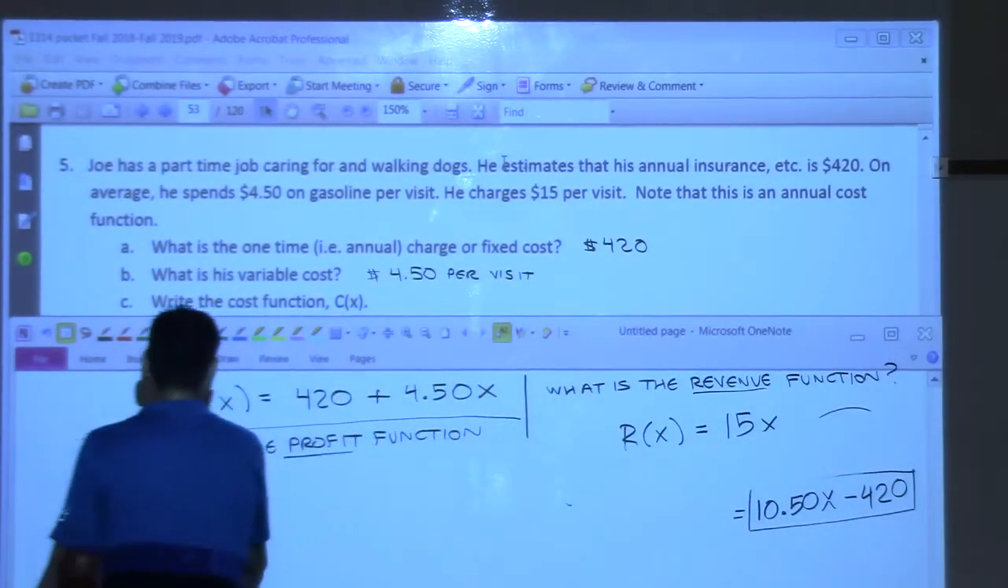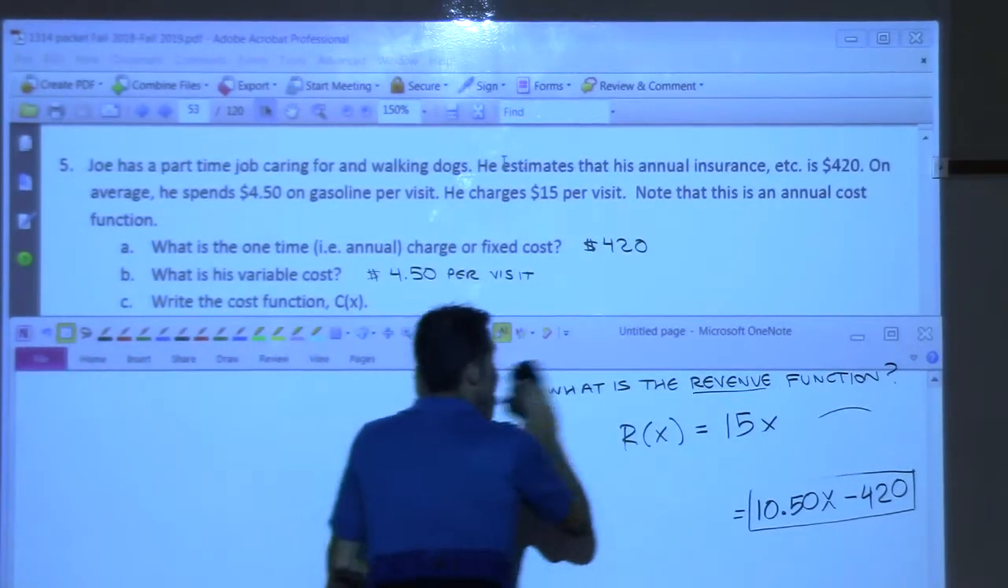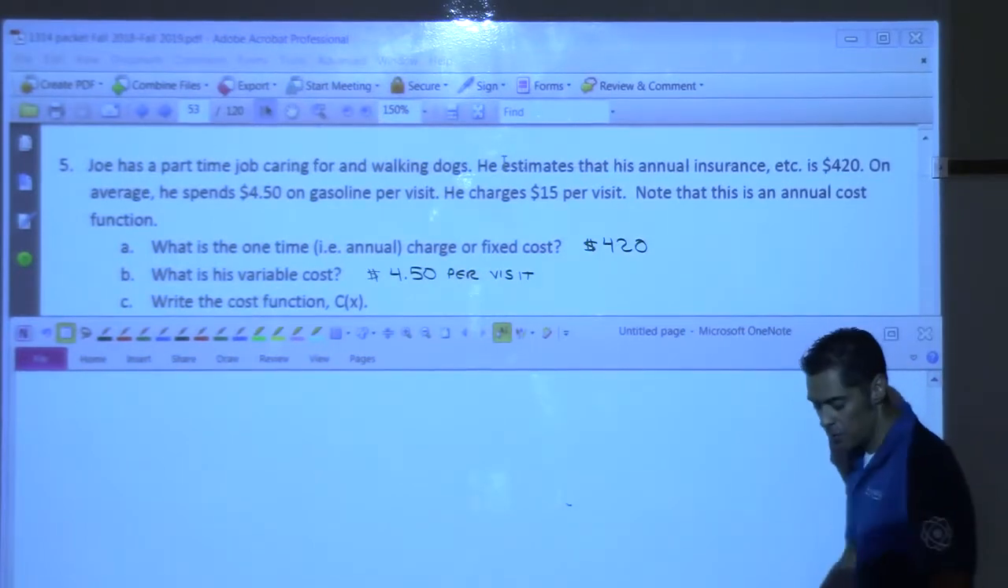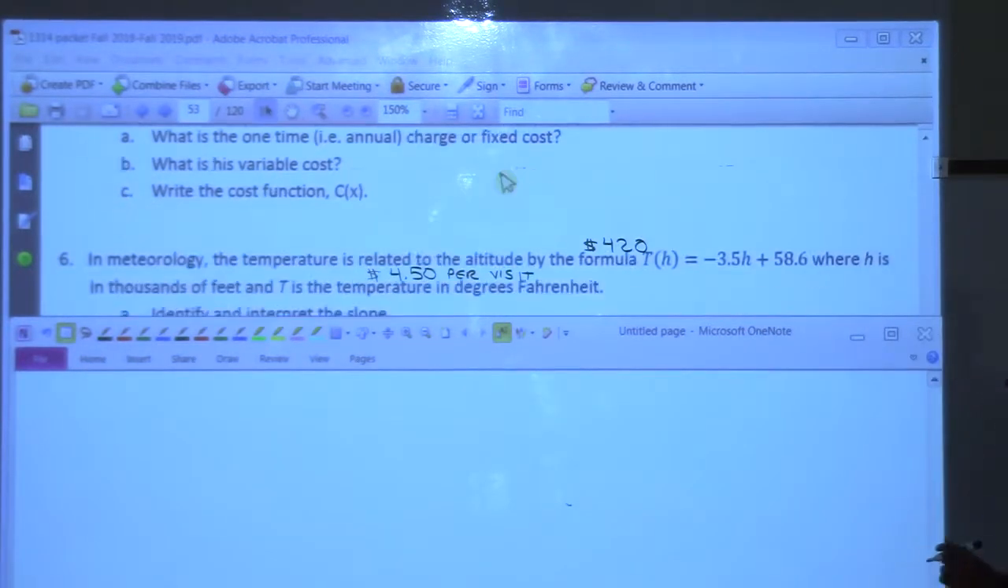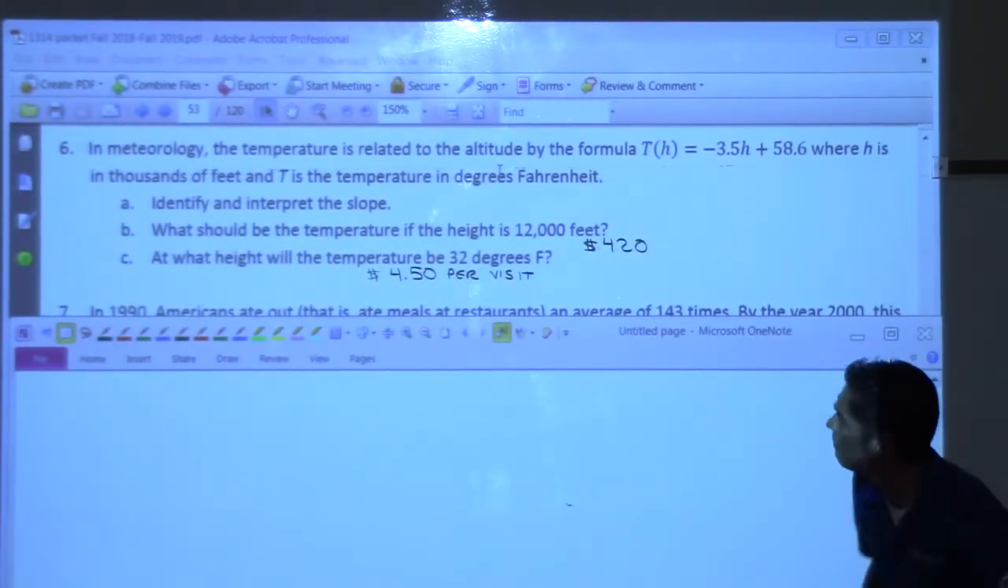Okay, we're going to move on because we don't have a lot of time left. Just please understand the difference between cost, revenue, and profit when the test comes. Let's just talk through this next one. I don't think we're going to work it out.